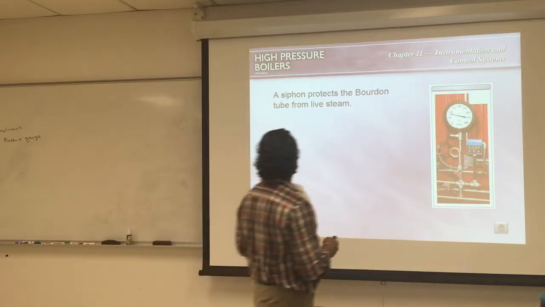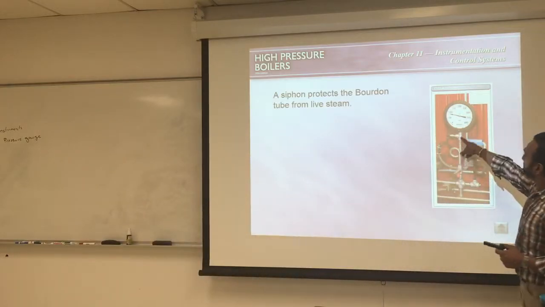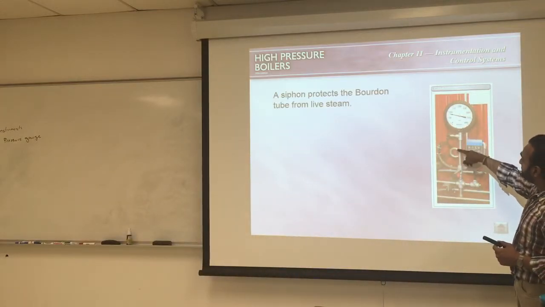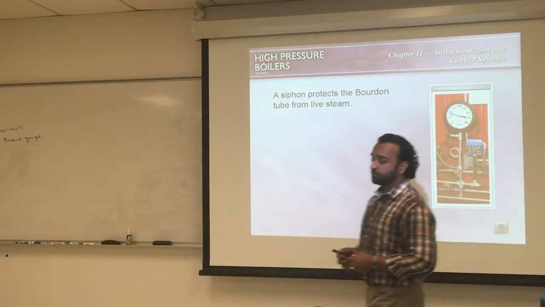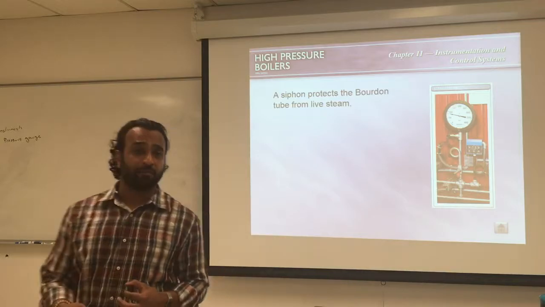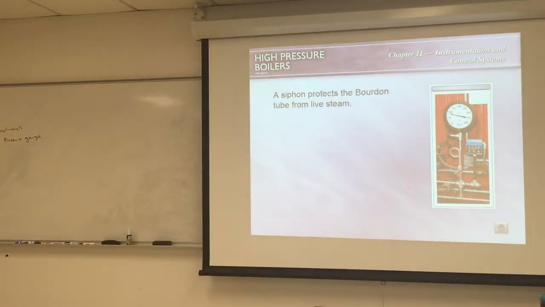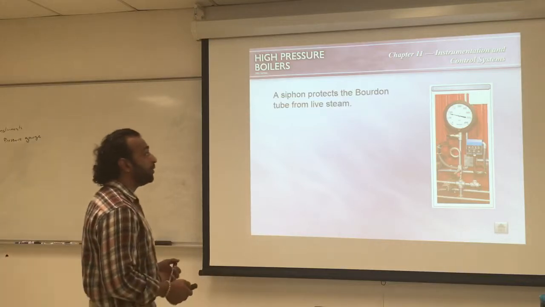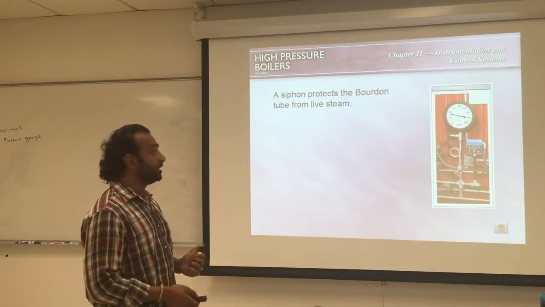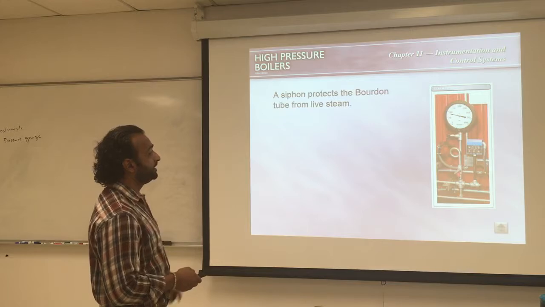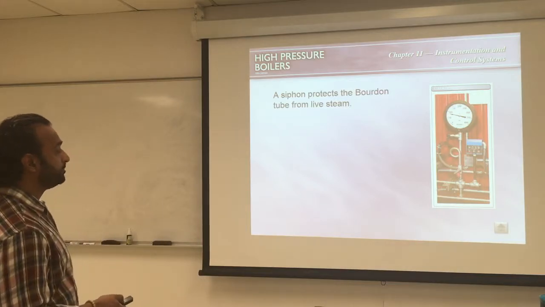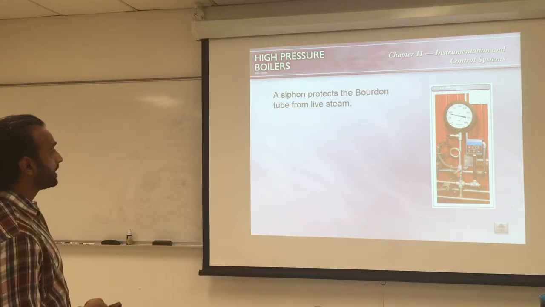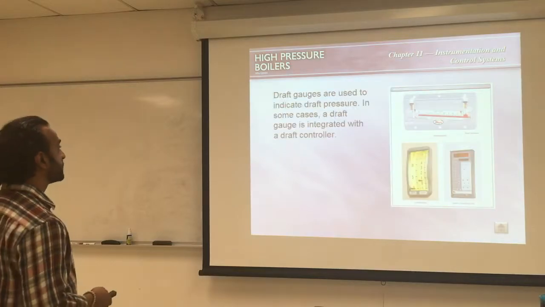This is another type of pressure gauge that has a siphon. The siphon is trying to protect the pressure gauge from having any excess water coming into it. It's how it's designed, and we want the pressure gauge to work with only steam. We don't want any liquid coming inside the pressure gauge. So you will see some of them that require a siphon, so they will not have any water coming inside the pressure gauge.